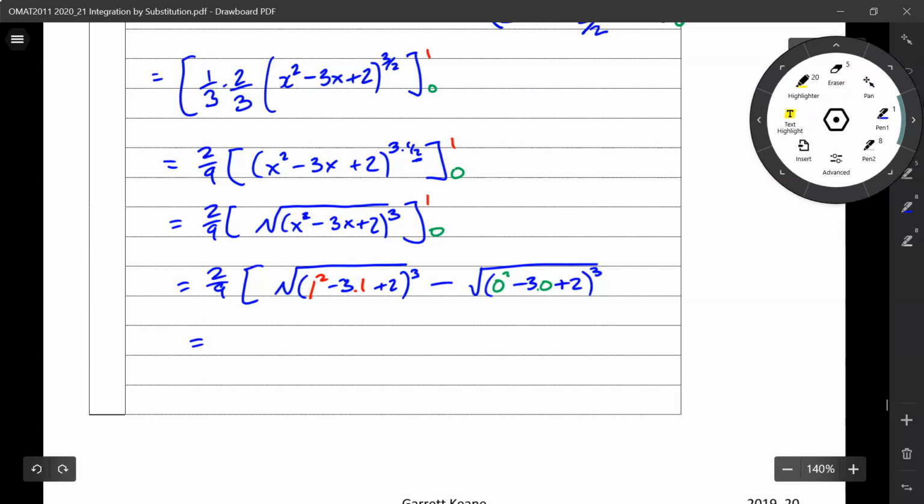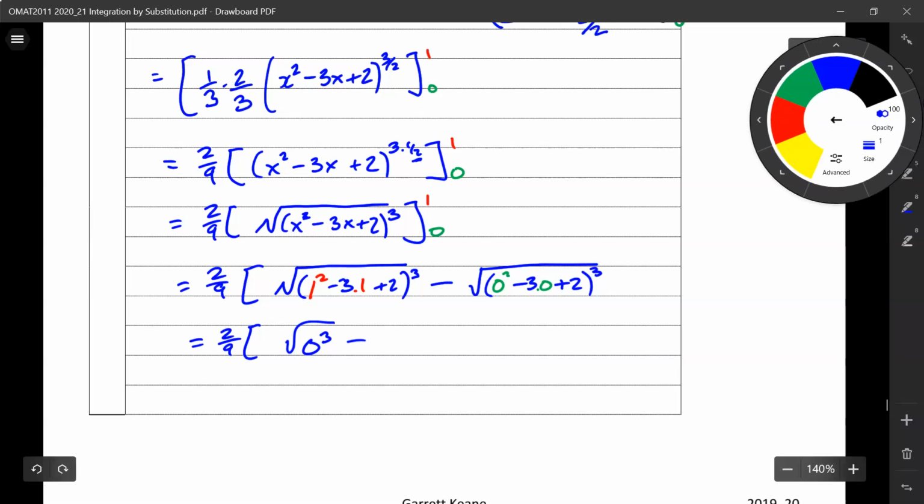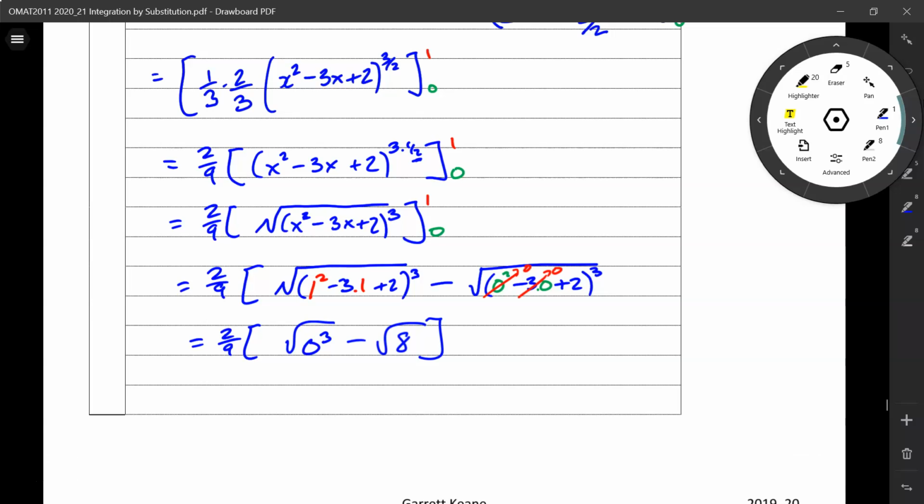So if I evaluate these terms, I have 2/9 times the square root of 1 minus 3 plus 2, which is all 0, to be cubed. So in fact that evaluates to 0 when you work it out. Minus, and over here that goes to 0, that goes to 0, that goes to 0. So we're just left with 2 cubed, which is the square root of 8. So if we evaluate this, we have minus 2/9 times the square root of 8.